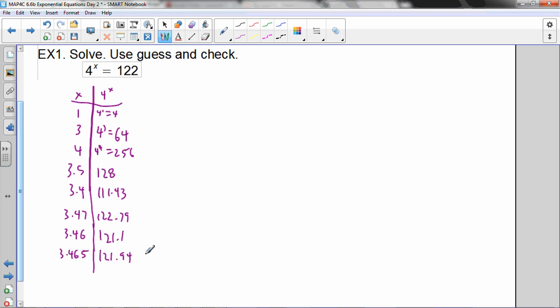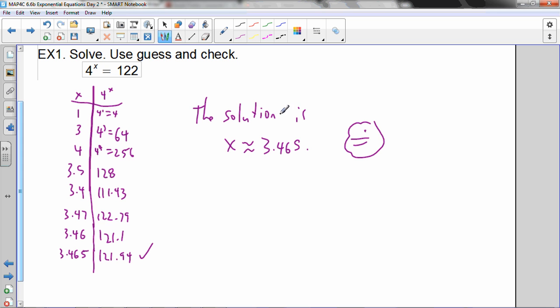So at some point, we kind of get pooped out, and when it rounds off to the right number, like this one's okay, we'd say the solution is x is about, or that works for about 3.465. Okay, and that's on your scientific calculator, guess and check.